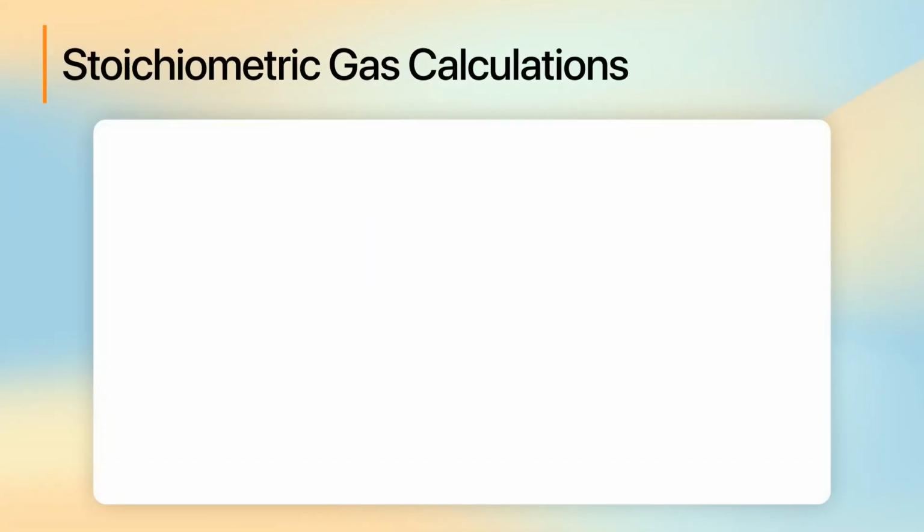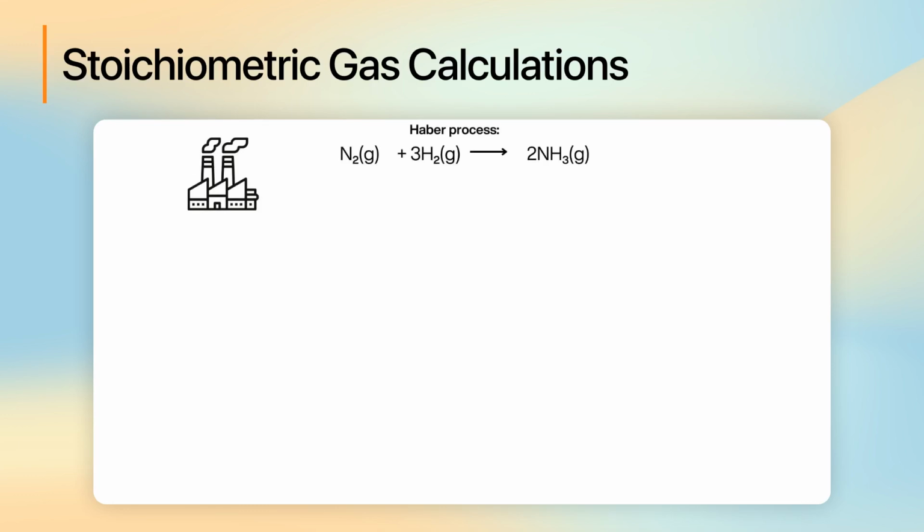How can we use Avogadro's law in practice? Let's look at a gaseous reaction and see how this law can help us calculate volumes of gases involved. Suppose we look at the Haber process. N2 plus 3 H2 produces 2 NH3. In this equation, 1 mole of nitrogen gas, N2, reacts with 3 moles of hydrogen gas, H2, to produce 2 moles of ammonia gas, NH3.